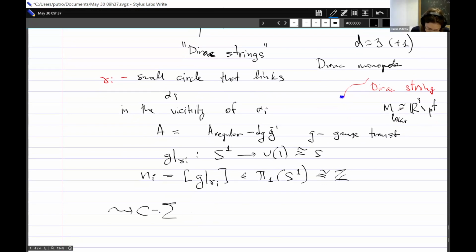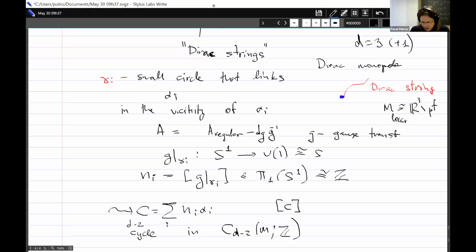So after all, this way we can construct our d-2 cycle, a d-2 chain which has no boundary, a d-2 cycle with coefficients in Z, and we can consider its class in the corresponding homology group, which we can understand as a Poincare dual to the second cohomology with coefficients in Z.